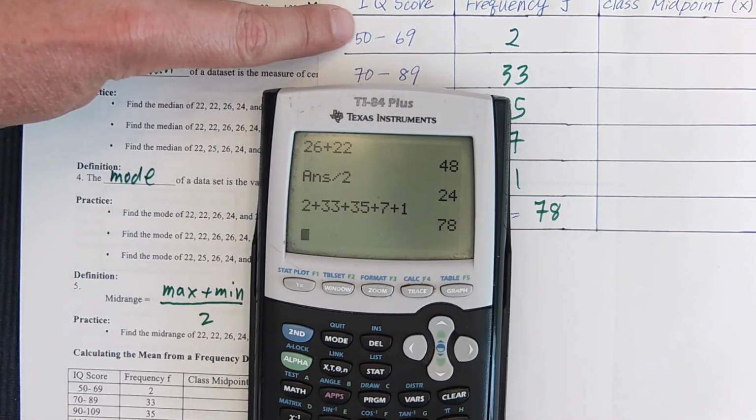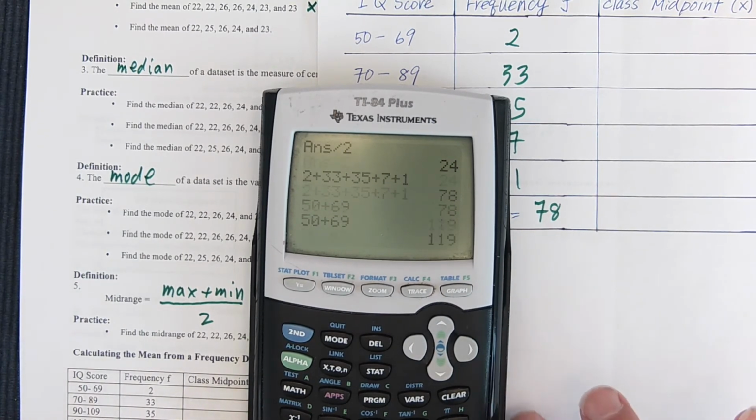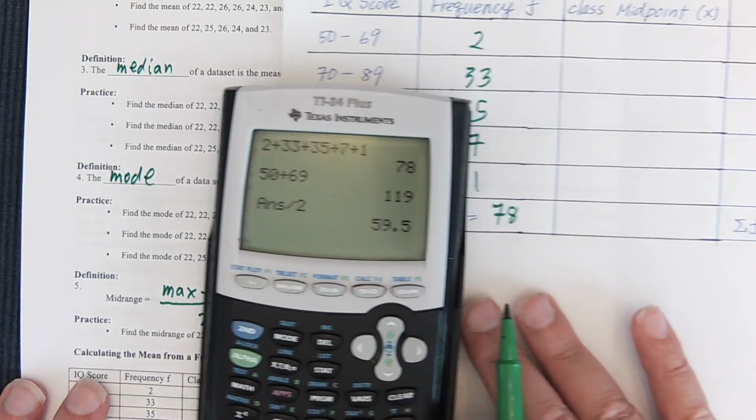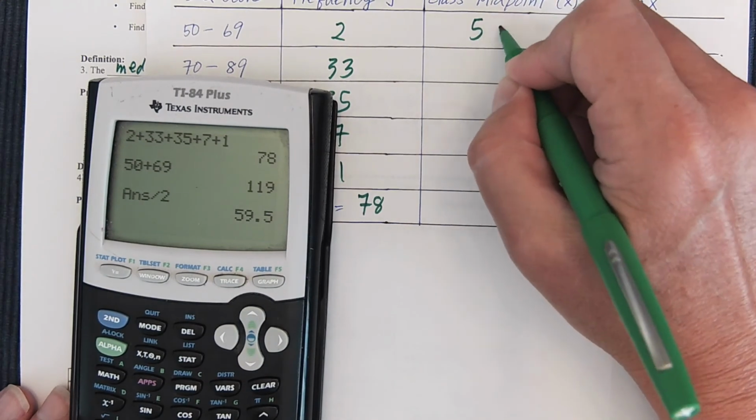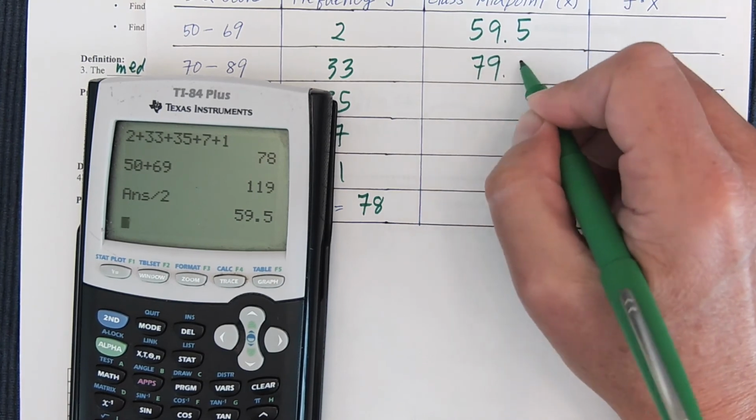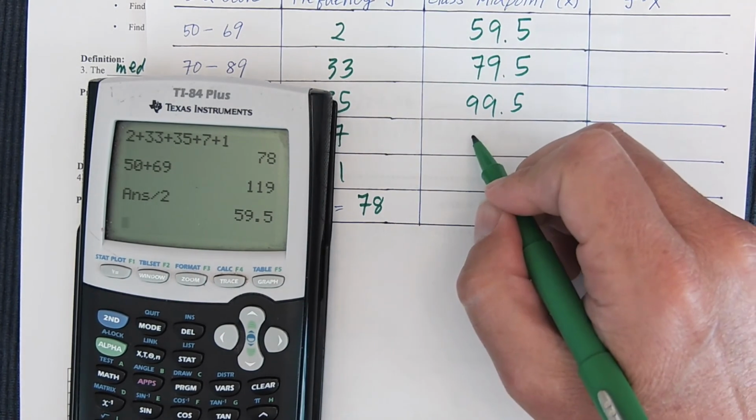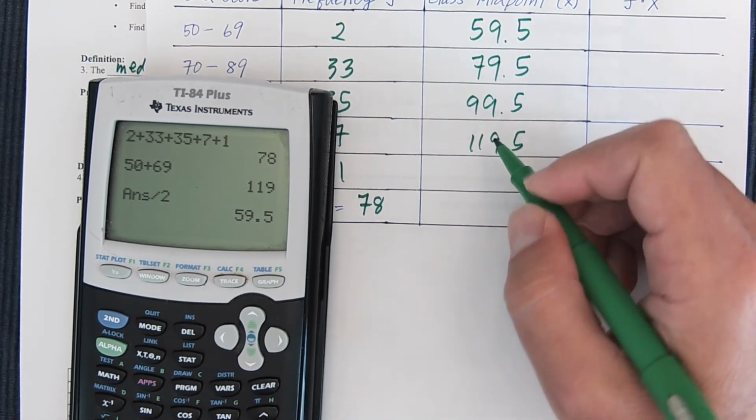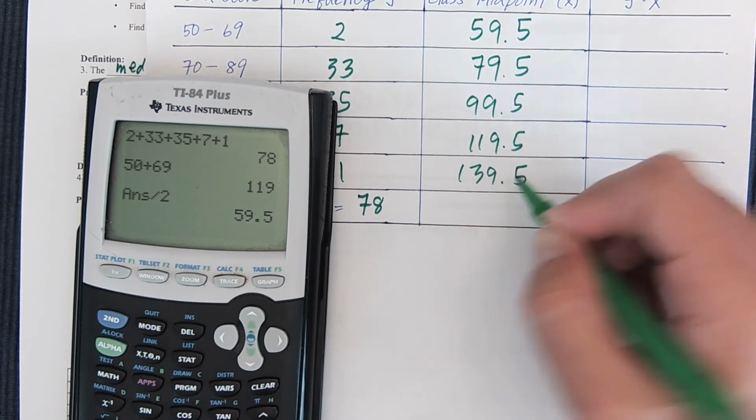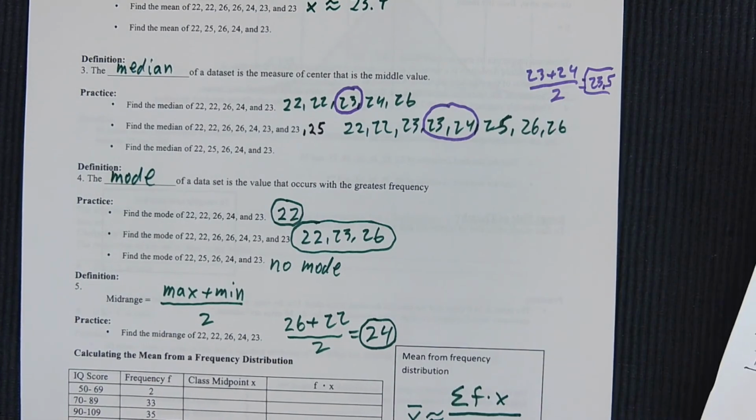To find the class midpoint, we did this in an earlier video, so I'm not going to spend a lot of time, but I'm going to take the 50 plus the 69 and divide by 2. Again, we're finding the mean. 50 plus 69 divided by 2. You should also be doing this with your calculator yourself, not just watching me do it. And using the same process, get this. Once again, I want to point out this summation of f is the denominator here.